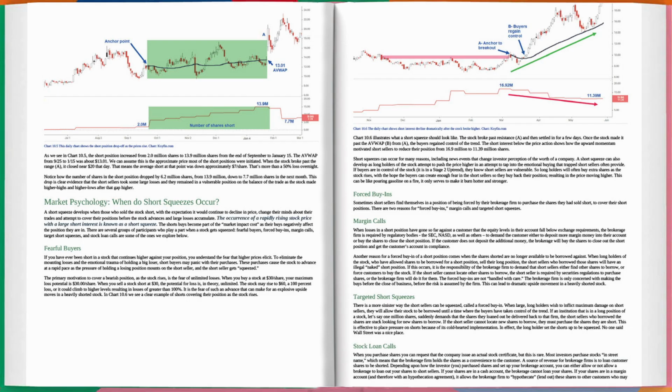Another reason for a forced buy-in of a short position comes when the shares shorted are no longer available to be borrowed against. When long holders of the stock, who have allowed shares to be borrowed for a short position, sell their long position, the short sellers who borrowed those shares will have an illegal naked short position. If this occurs, it is the responsibility of the brokerage firm to demand that short sellers either find other shares to borrow or force customers to buy the stock. If the short seller cannot locate other shares to borrow, the short seller is required by securities regulations to purchase shares, or the brokerage firm will do it for them.